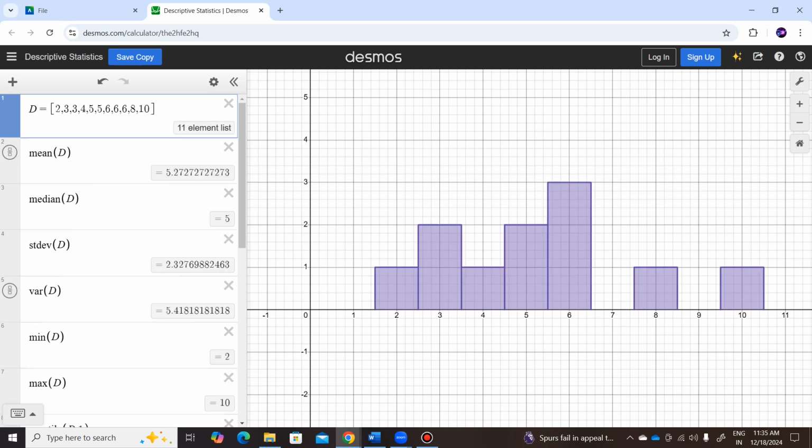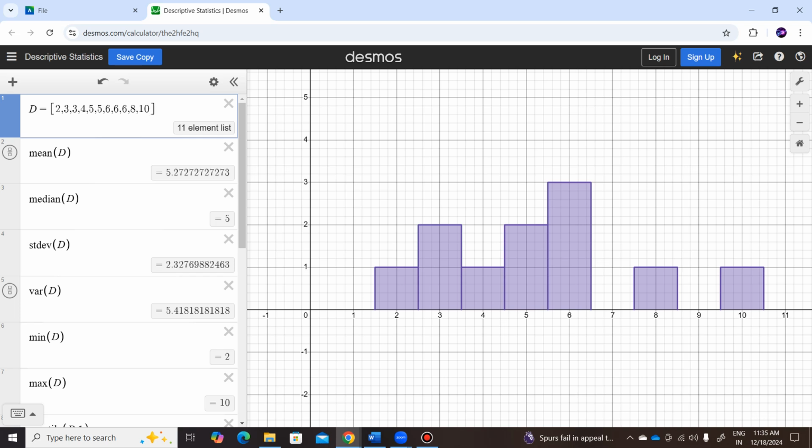And we see that the mean is 5.27. That's what we found before. Our median was 5, which we found in the 5-number summary. Our standard deviation was 2.32, 2.33. It rounds a little bit. I remember I was rounding all those numbers, so it's going to be a little bit off. Our variance is about 5.42. That's a little bit higher as well, but not by much.